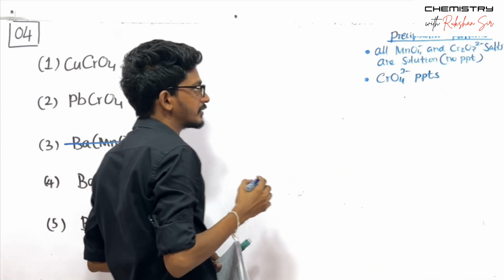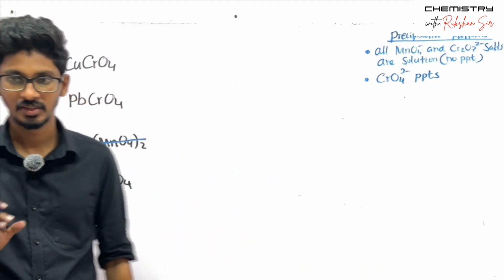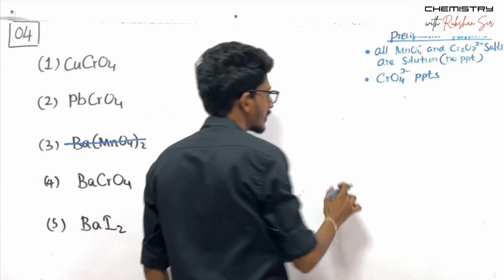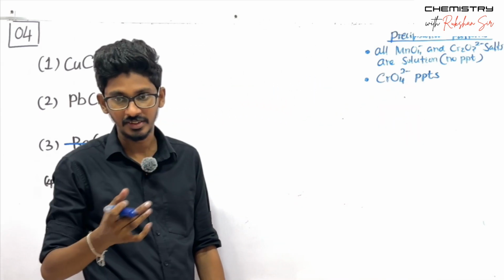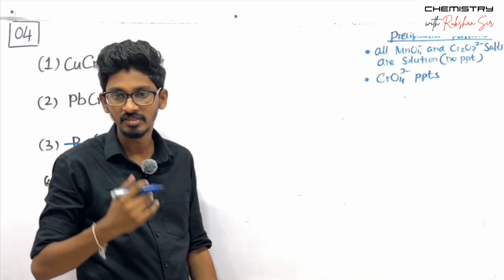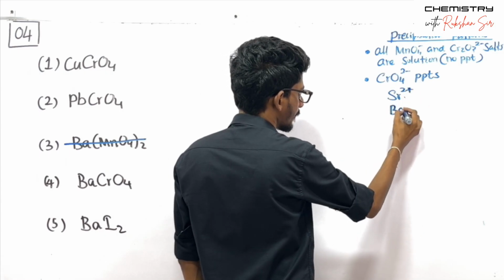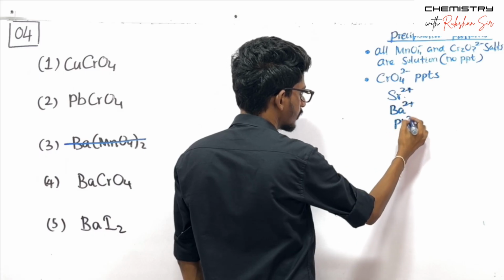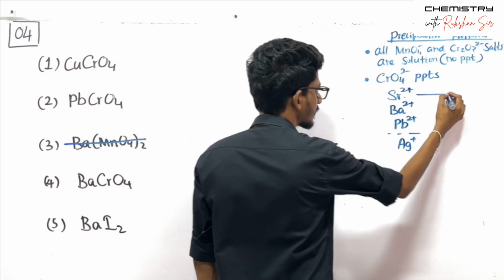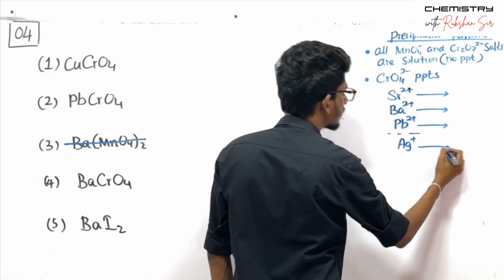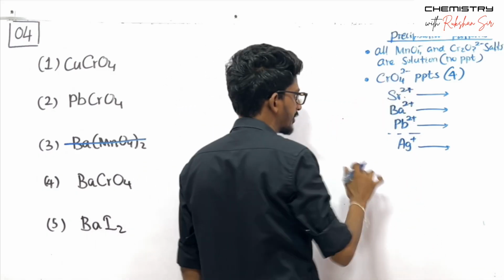What are the chromate precipitates available? Only 4 cations are capable of precipitating chromates in our syllabus. What are those? The 3 cations which precipitate the sulfates, and silver. So strontium, barium, lead, those are the 3 cations that precipitate the sulfates, and silver as well. These are the only 4 precipitates available in our syllabus as chromate precipitates.